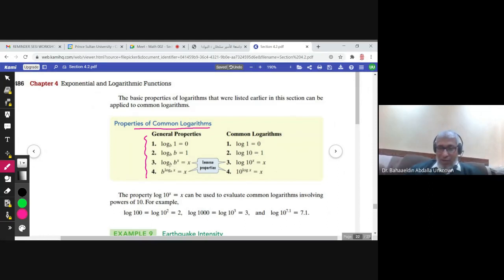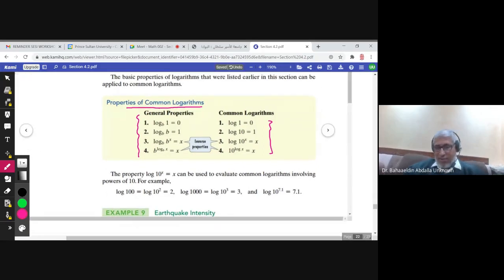Here, if you replace b by 10, you get log 10 to the power x equals x, and the base is 10, but we don't write it. And here, if you replace b by 10, because the base is 10, you get 10 to the power log x to the base 10, but we don't write it. So 10 to the power log x would be x.